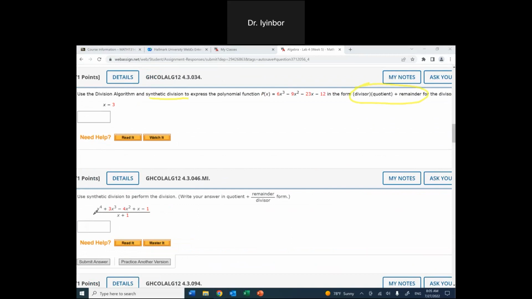And doing that, you're going to start with setting up the table. So start from the polynomial. The highest exponent is x3. So you're going to go x3, x2, x and number. And then you're going to get the coefficients in front. So in front of x3 was 6, then -9, then -23, -12 is the last number.